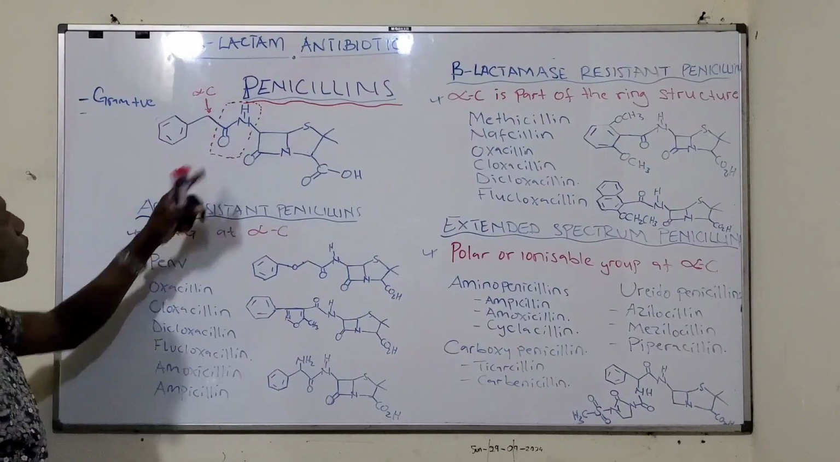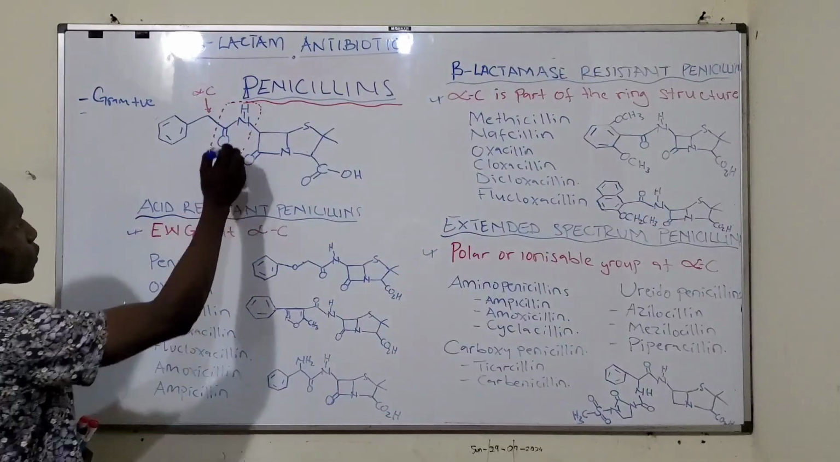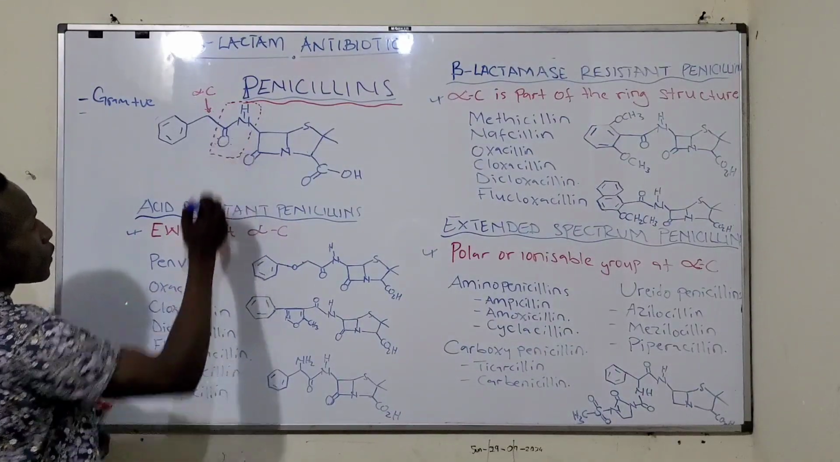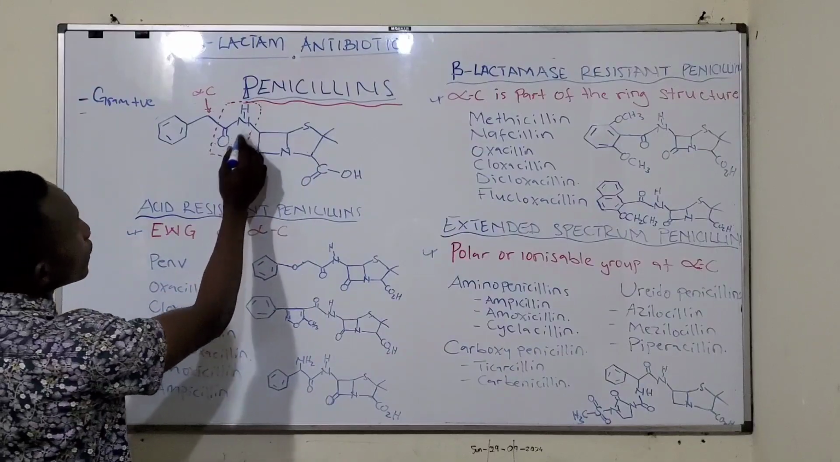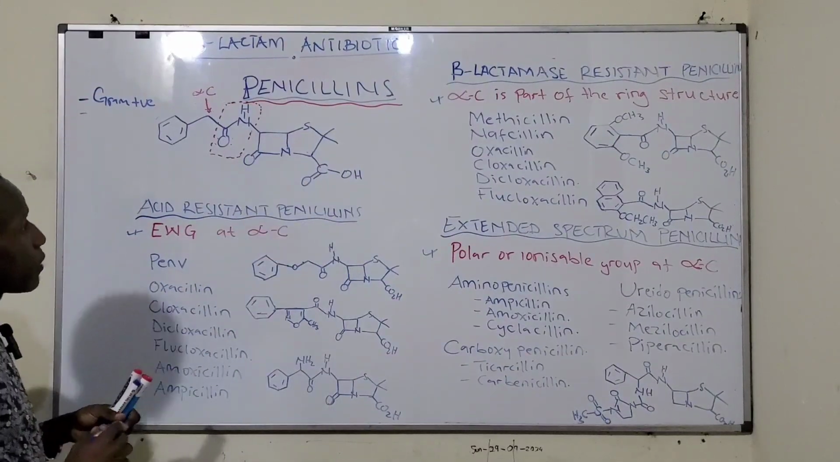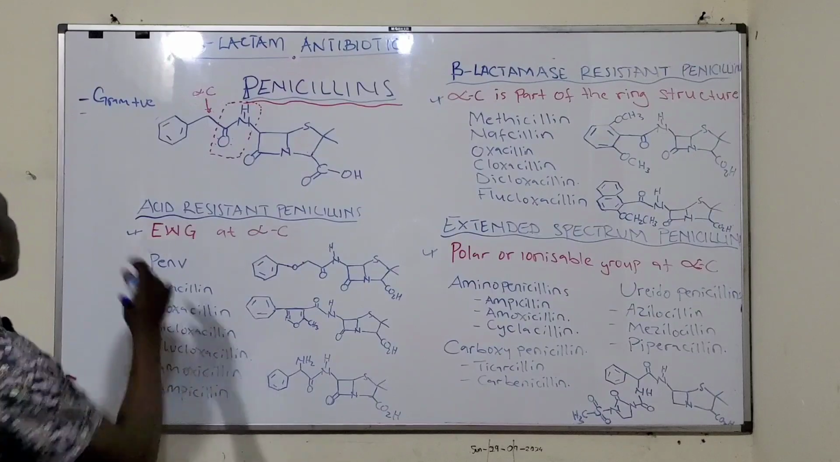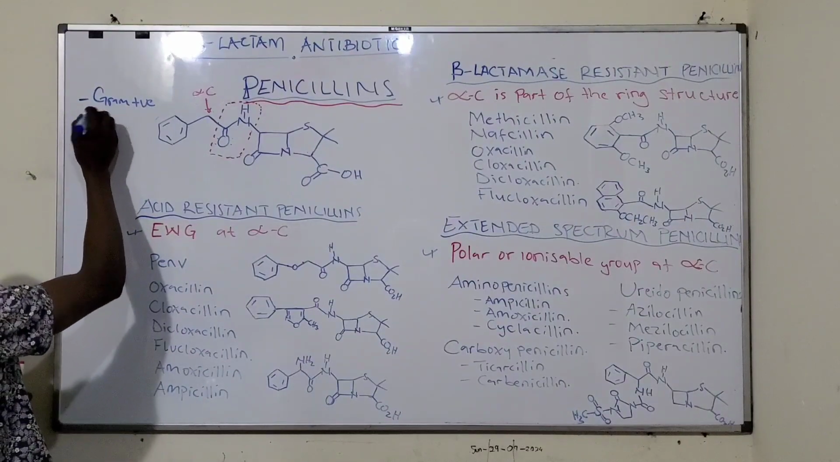Again, this very penicillin is highly labile to acid because of the availability of these electrons, such that they can form a thiazolidine ring. Then this ring breaks, as we saw the mechanism of acid instability. So it is labile to acid.